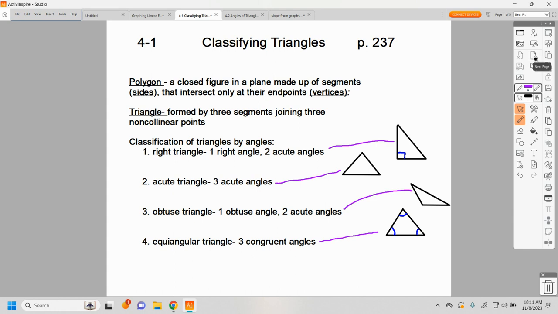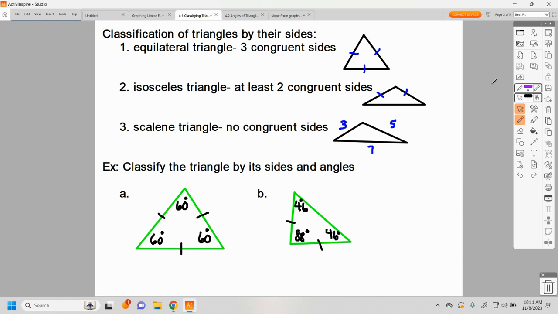So every triangle gets classified by angles and sides, and no, I do not care which one you write first. So there's 3 classifications by sides. Equilateral is automatically equiangular, and equiangular is automatically equilateral. Those two go together automatically.